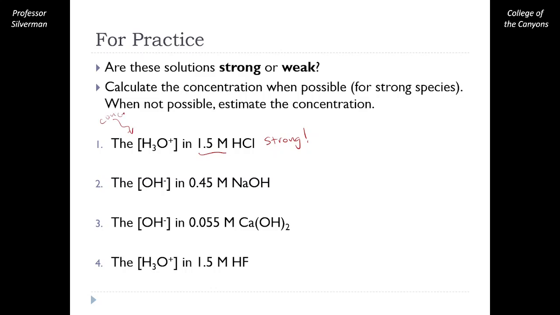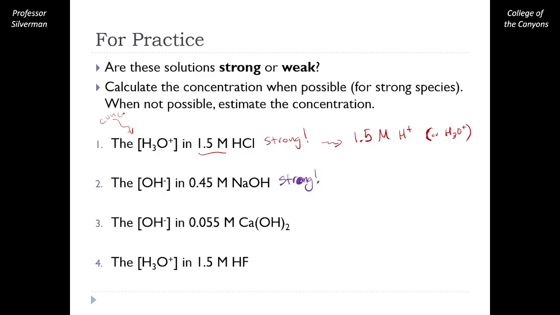Here, our square brackets mean concentration of whatever is inside those square brackets. Since HCl is strong, we are going to have all of it turn into our H+ and Cl-. So we are going to have exactly the same concentration of our H+. And here H+ or H3O+ could be the same thing.